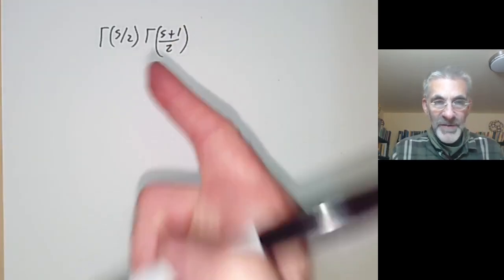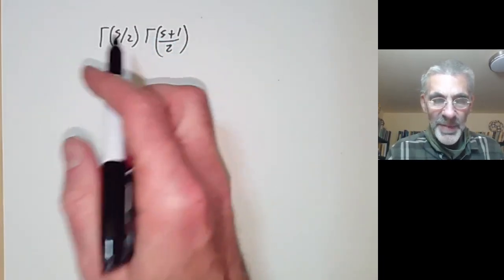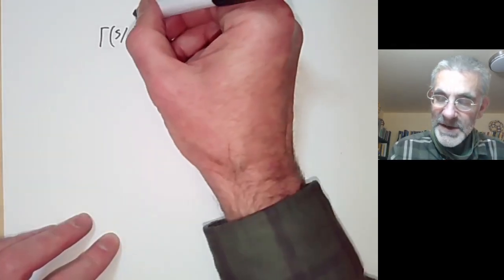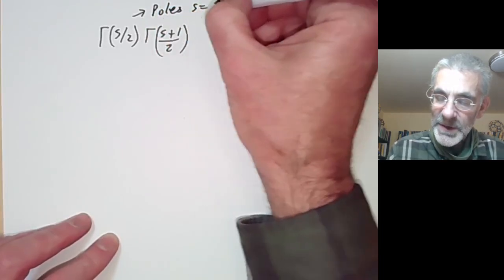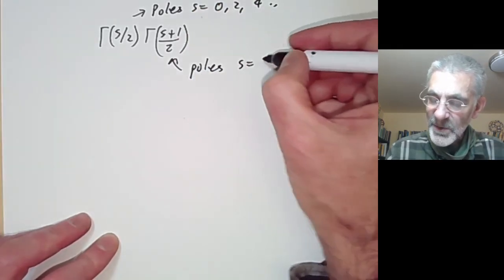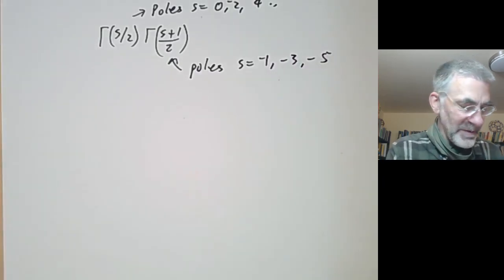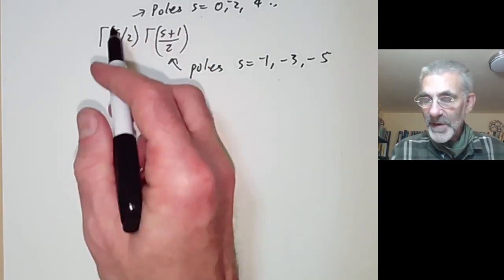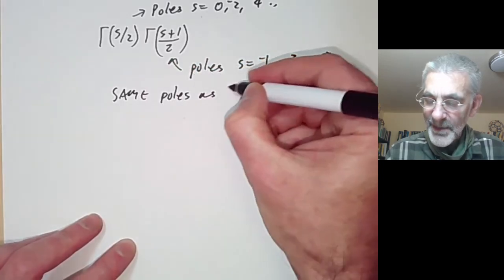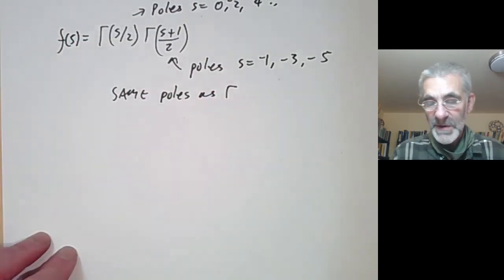And you remember, whenever you see a holomorphic function, or meromorphic function, you should think about its growth rate and its poles. Well, this has poles at s equals 0, minus 2, minus 4, and so on. And this has poles at s equals minus 1, minus 3, minus 5, and so on. So if you put these together, this has the same poles as gamma, or at least they're in the same place. So this suggests that this function has something to do with gamma, and let's try and figure it out.